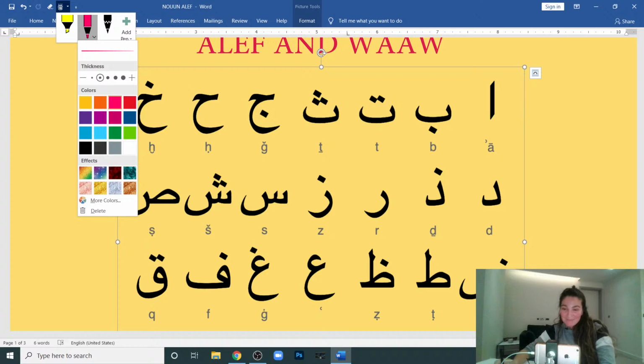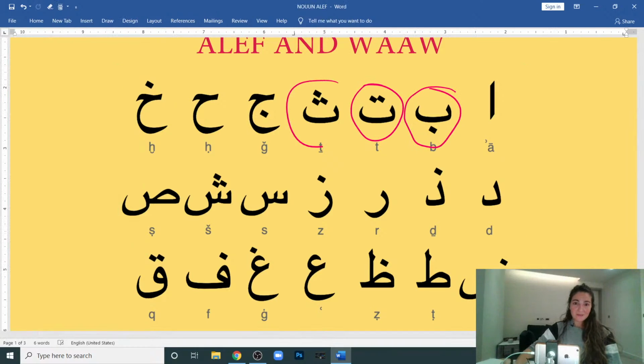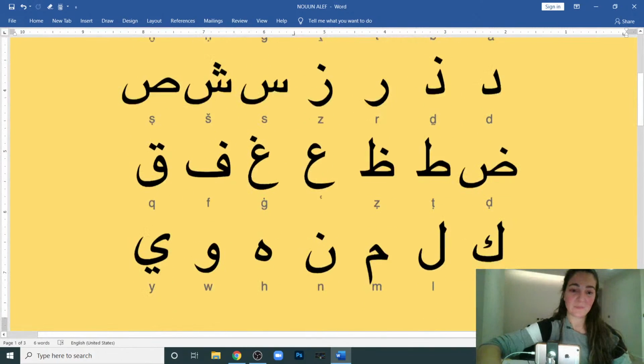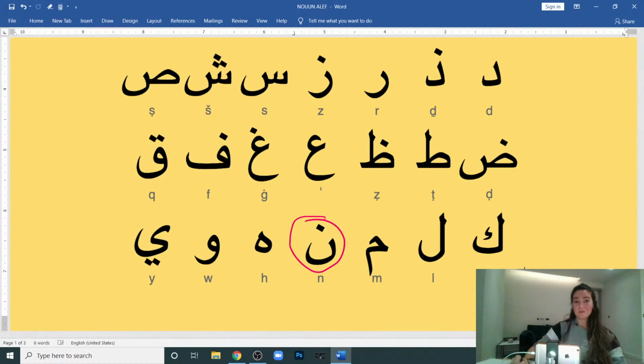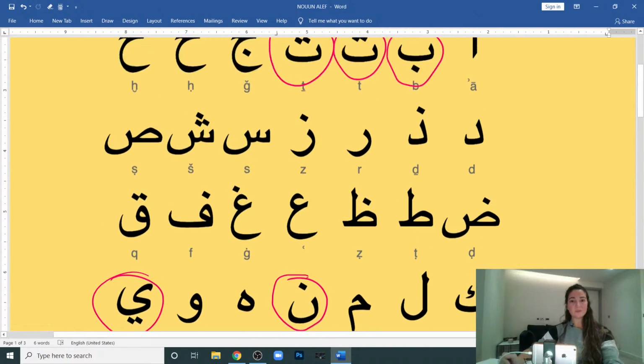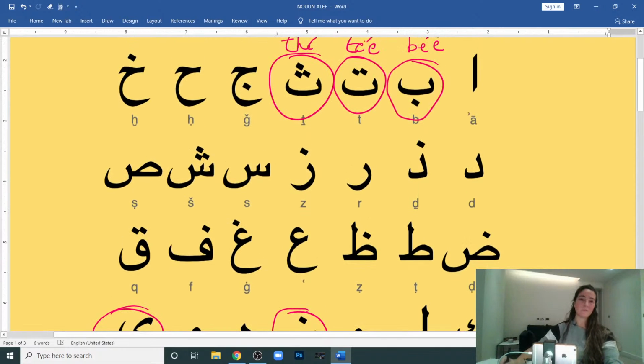So last time we did the letters ba, ta, and tha. In Lebanese, you can pronounce it be, te, and the. We also did noon and ya, or in Lebanese again, you can pronounce it as noon and ye. You should be very good at these letters to be able to continue with this lesson. Otherwise, go back, do the previous lessons, and then come back here. Today, we're gonna do just 2 letters, and then we will practice a few words with letters we already know and with the new letters.